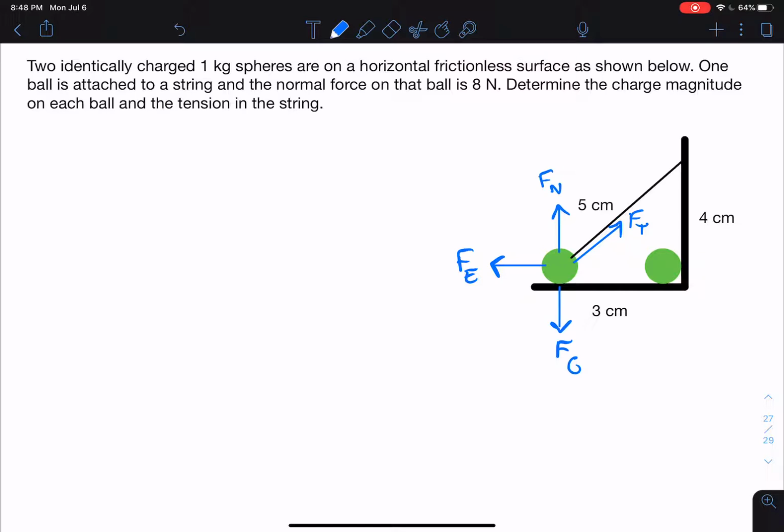Okay, so now I'm going to set up Newton's second law. Let's start with the horizontal forces. So remember that this means I'm doing the sum of the forces in the x, so my x components, and of course that has to equal ma. I have no acceleration here, so it's going to be equal to 0. So what are my x forces? Well, I've got F_tx, and I've got F_ex, and that's going to have to equal 0. And I should have had a little x there for the acceleration.